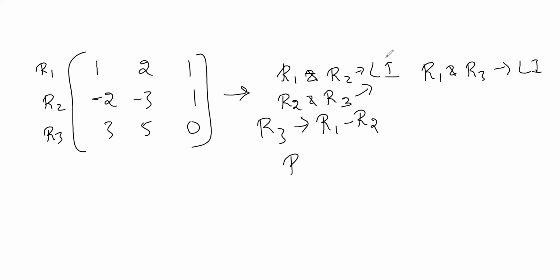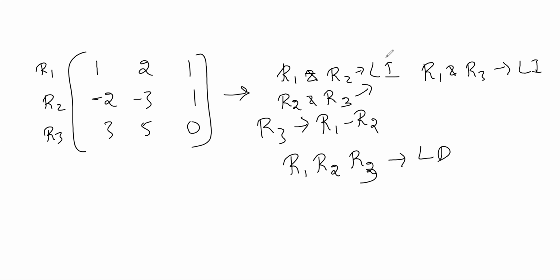But R1, R2, R3 together are linearly dependent, because we can express the third row as a linear sum of the first two rows. So is it easy to check whether the matrix is linearly dependent or independent by this method, by checking whether a row is a linear combination of the other rows? Is it easy or difficult?